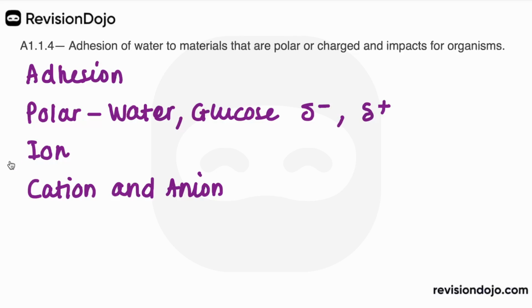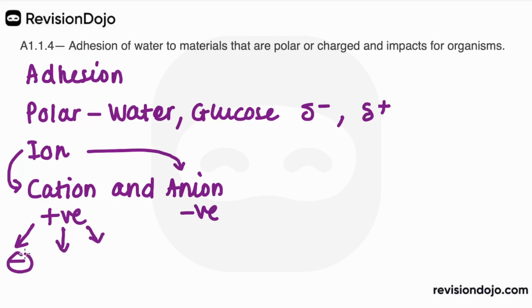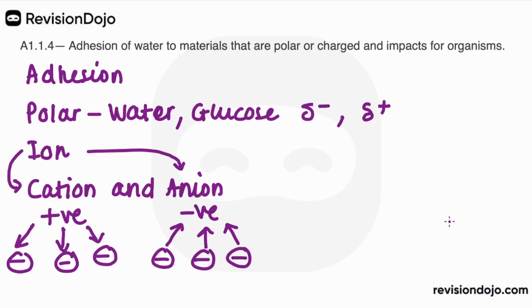These are interconnected with ions, because a cation is a positively charged ion, and an anion is a negatively charged ion. What happens with a cation is electrons leave the atom, so we have a loss of electrons resulting in an overall positive charge. With an anion, we have electrons going to that atom, so we have an overall negative charge.